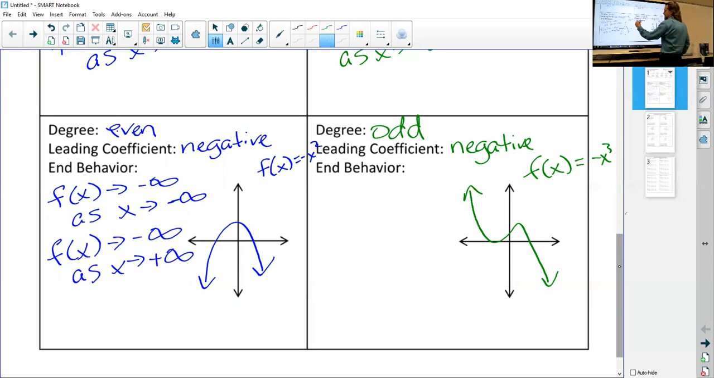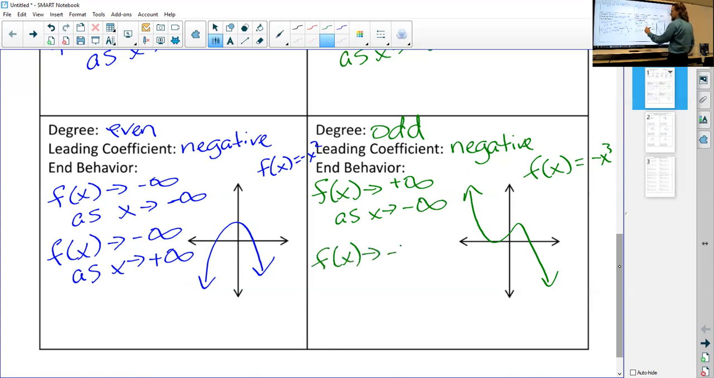So we would write that out. We could say f of x approaches positive infinity as x approaches negative infinity. And then the opposite is true on the other side. F of x is getting smaller, or approaching negative infinity, as x is getting bigger, or as x is approaching positive infinity. So odd degree, negative coefficient, x and y are going opposite directions.